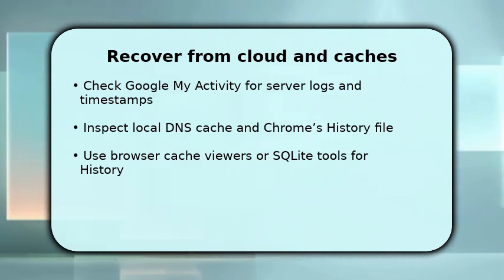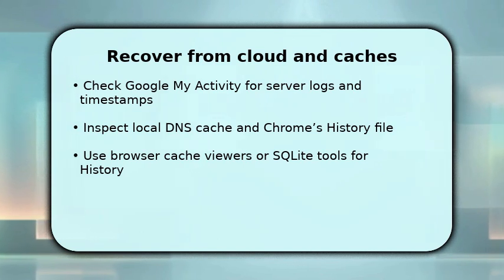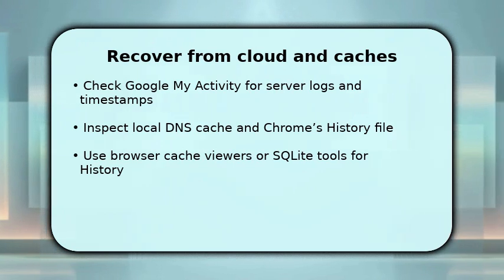Then locate Chrome's History SQLite file in the Profile folder and open with a SQLite viewer. It stores URLs and visit timestamps until overwritten. If needed, use a cache viewer to extract cached pages and confirm what was visited.